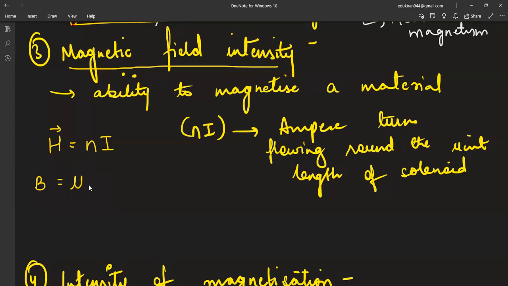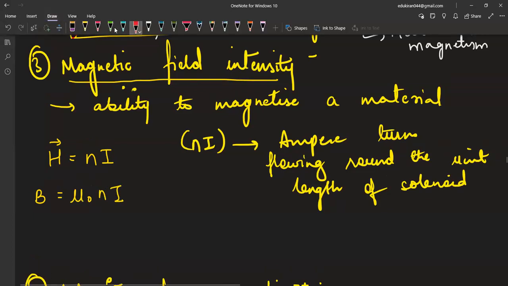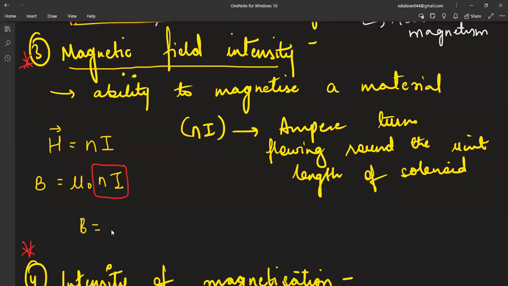So when I say B is equal to mu naught Ni, this formula is used in calculations also. This is important. Magnetic field intensity and intensity of magnetization are important. I can write Ni as H. So this becomes B is equal to mu naught H. So H is the magnetic field divided by permeability. This is the formula.